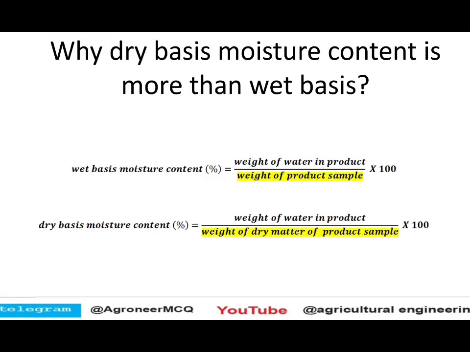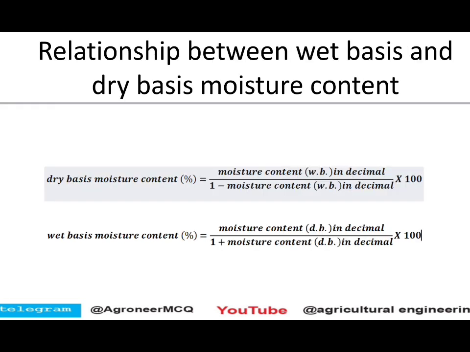So why is dry basis moisture content more than wet basis? Wet basis moisture content is given by weight of water in product divided by weight of product sample, and dry basis moisture content is given by weight of water in product divided by weight of dry matter of product sample. So the denominator of dry basis moisture content is less. That is why the dry basis moisture content is more than wet basis moisture content.